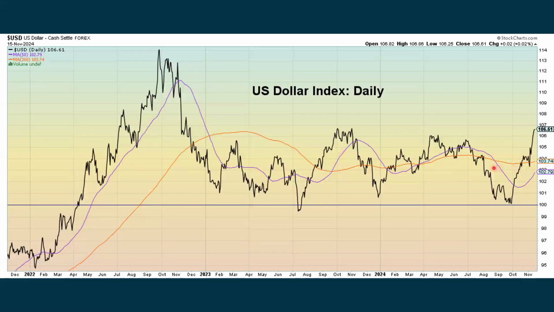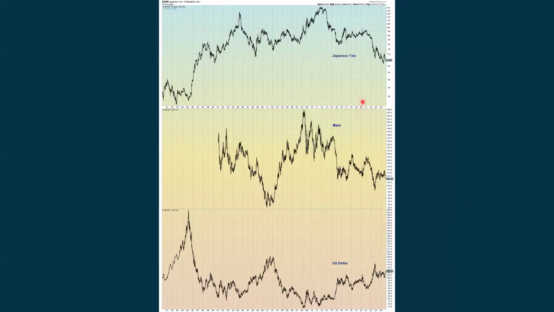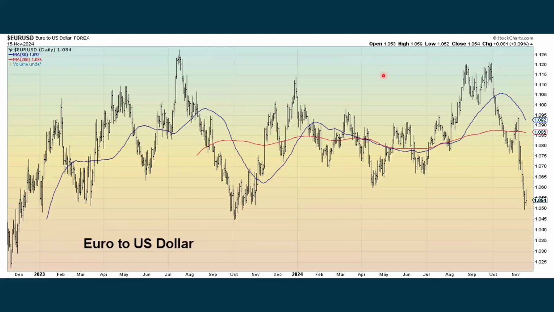Here is the dollar. It's still in a downtrend, but we've been really shooting up, getting into the 106 range here. The longer we stay above both of these lines, the more we might see a cross, a golden cross here with the trend. And then the euro's really been coming down as the dollar's been going up, and the Japanese yen has been coming down as the dollar's been going up.